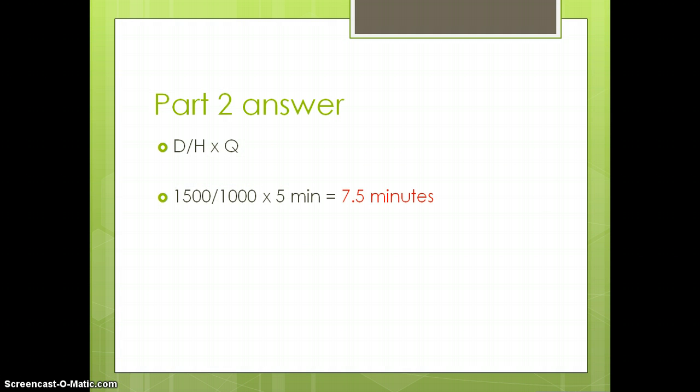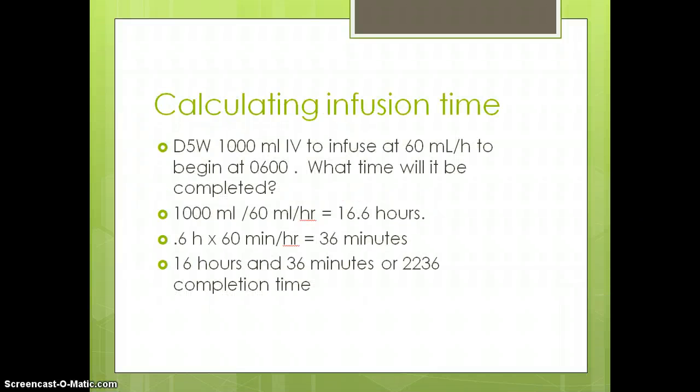So how fast are we going to give it? We still use the same formula. The book said we can give 1,000 milligrams over 5 minutes. So 1,500 milligrams we can give over 7.5 minutes. I know I'm throwing a lot at you. I got these examples out of your book, and I do want you to work some, which we'll talk about in a minute.